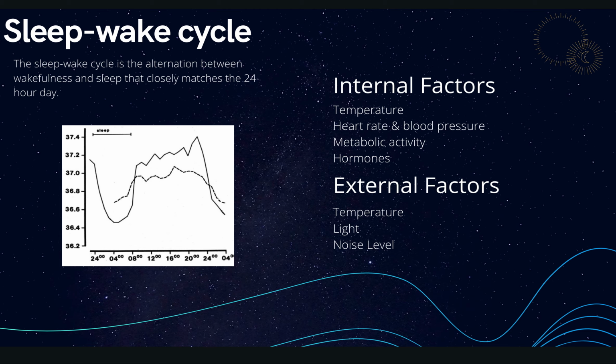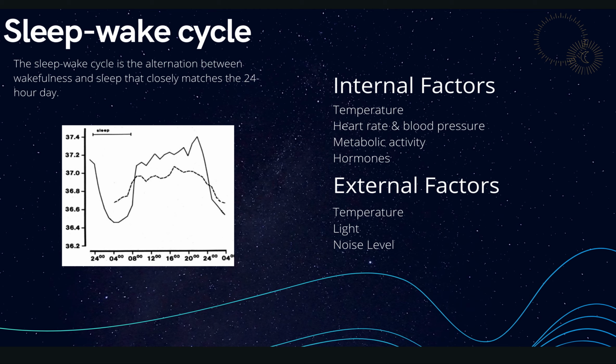An example of the internal factors is temperature, which, as you can see with the graph on the left, dramatically decreases during your sleep hours. Heart rate and blood pressure, metabolic activity, and hormones, which we'll discuss in depth in terms of the hormone melatonin.